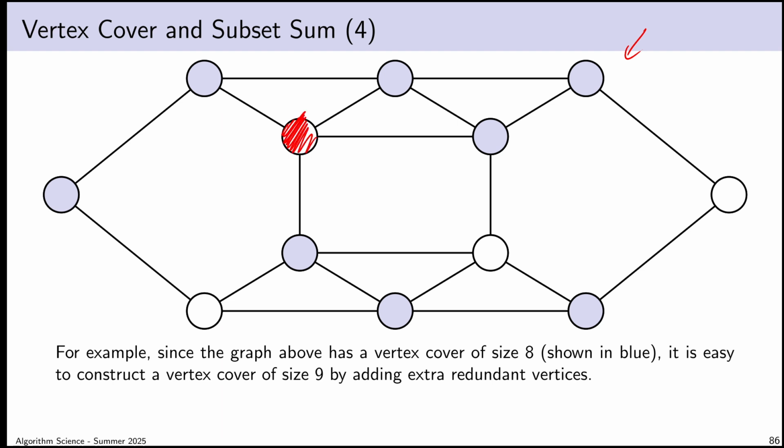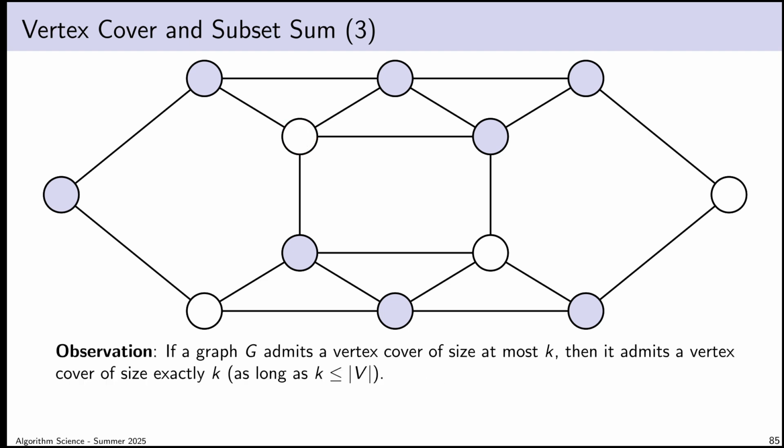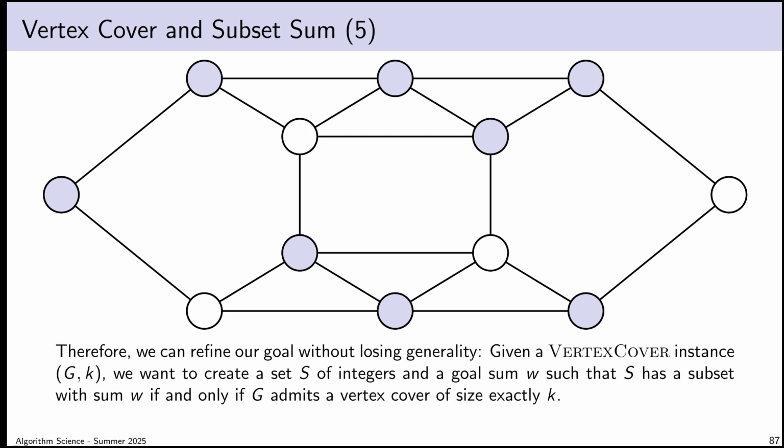So basically what I'm arguing here is that in terms of our reduction, we can worry only about finding vertex covers of an exact size. We don't worry too much about the at most constraint. If there's a vertex cover of size 8, there will always be a vertex cover of size 9. So if I want a vertex cover of size at most 9, and the best I can do is find one of size 8, that's fine, because if there is one of size 8, there will be one of size 9. So I can refine our goal to save us a little bit of trouble later.